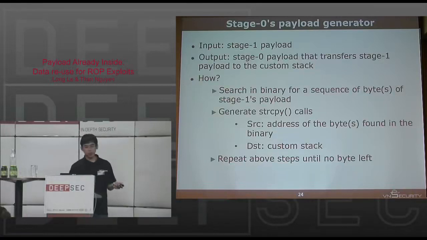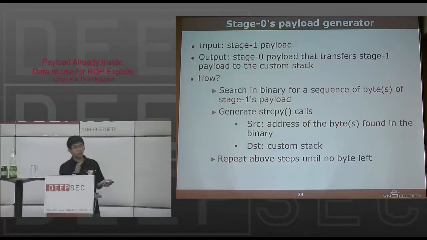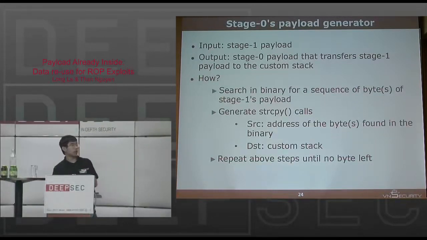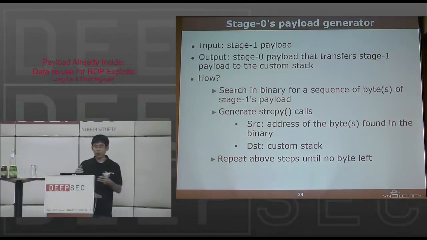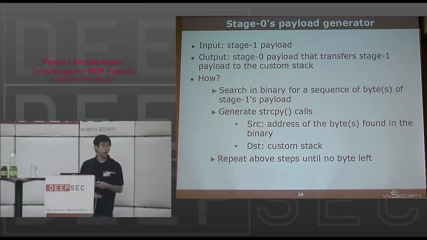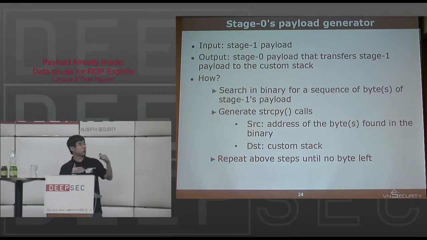How can it do that? As I mentioned before, let's say state 1 is 100 bytes. I look for the first byte, the second byte, the sequence of bytes in the state 1 payload, and I search for those bytes in the binary itself. Once I find similar data in the binary, I generate the strcpy code where the source is the address of the byte found in the binary and the destination is the custom stack. I keep repeating until I finish state 1. After state 0 is done, you will have a new custom stack with the full state 1 payload there.